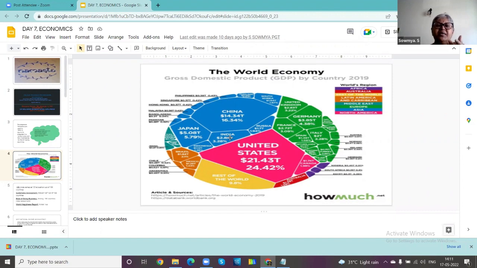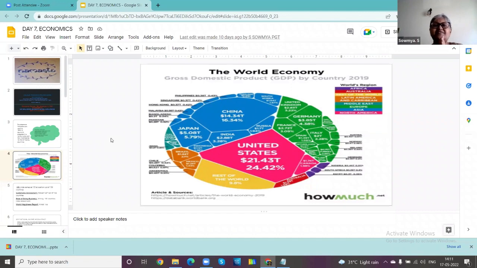So going by this GDP statistics, we definitely are a large economy and a growing economy. And of course, we are also highly populous. What we are trying to improve upon is the quality of the human resource.